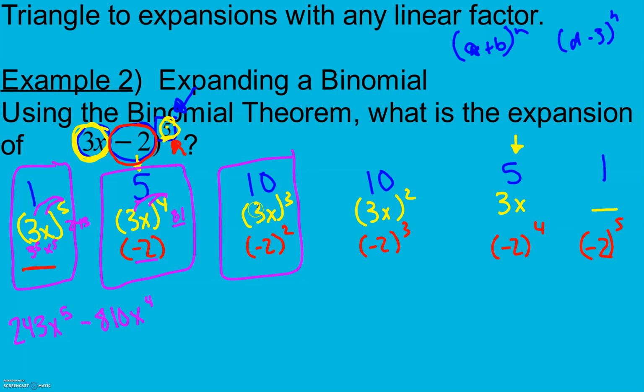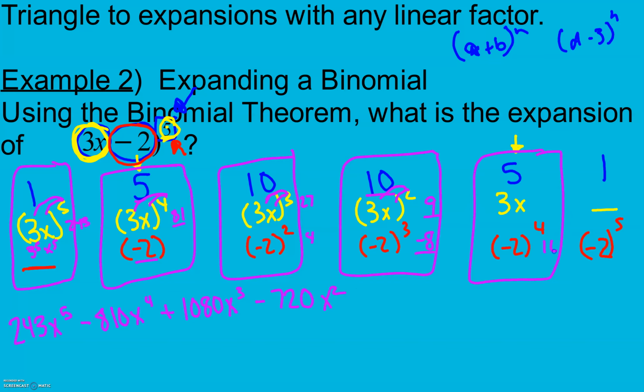My third column here, 3 cubed is 27, x cubed, negative 2 squared is 4, times 10 gives me 1080 x cubed. Remember that exponent goes to both my 3 and my x. Here, 3 squared is 9. I still have x squared and negative 8. So I multiply those out and I get minus 720 x squared.